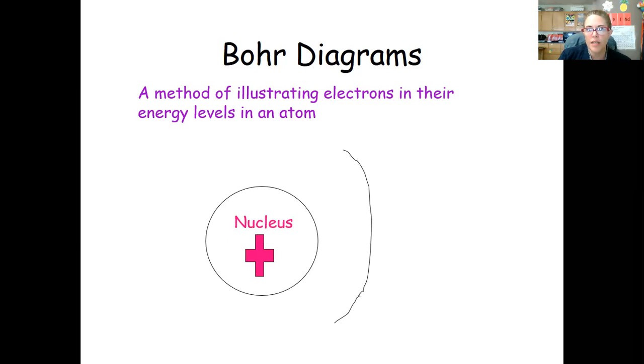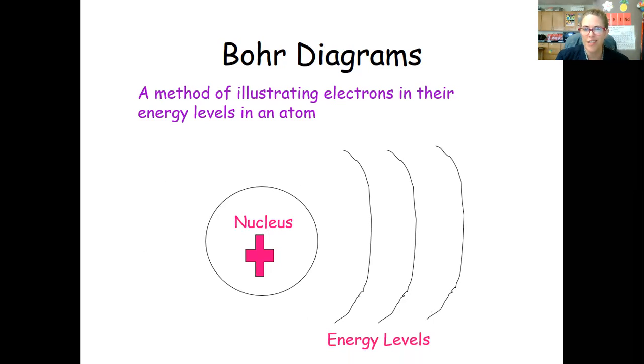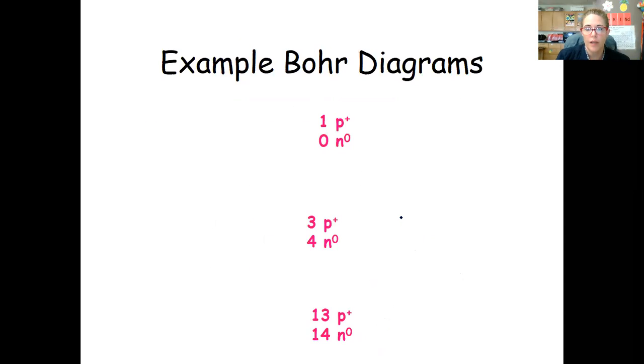And now I'm using these half circles, or you might see them as circles, to describe energy levels. So here are some energy levels. It's a little easier to draw these little half circles than those full circles. Now our electrons are going to go in those energy levels. Our first energy level can only hold 2 electrons. Then our second energy level can hold 8 total electrons. So let's do some examples.